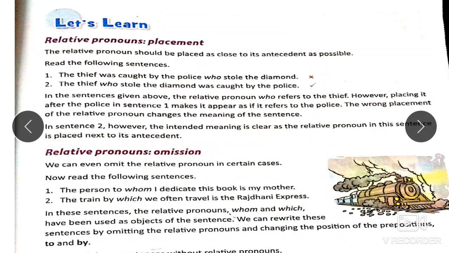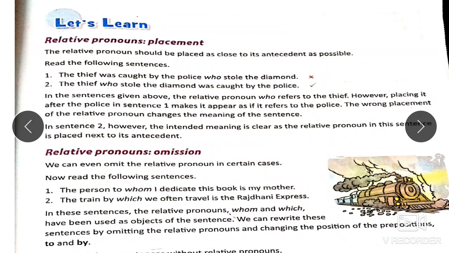Now, relative pronoun omission. Relative pronouns sometimes may be omitted. What we do is we omit the relative pronoun, and usually the position of the preposition which stands before it is changed, and therefore we get a grammatically correct sentence. Let us see an example. The person to whom I dedicate this book is my mother. Which is the relative pronoun here? Whom, right? Now if we omit whom: the person to I dedicate this book is my mother.